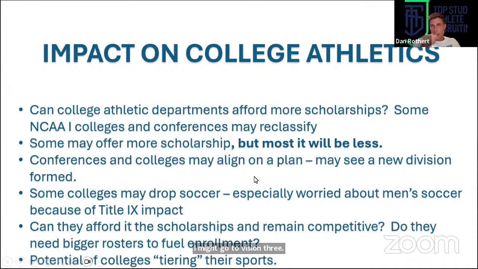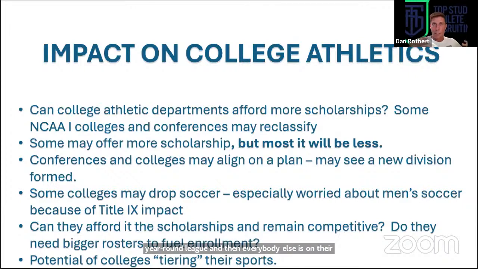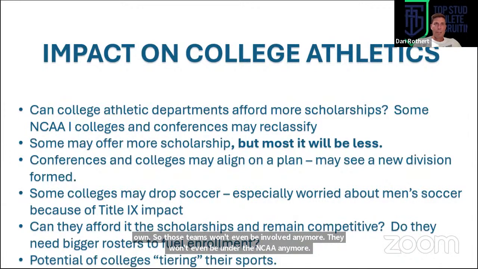Conferences and colleges may align on a plan. We might see a new division formed. I heard the other day that maybe the ACC and the Big Ten are going to make their own conference, or their own soccer only year-round league, and then everybody else is on their own. So those teams won't even be involved anymore. They won't even be under the NCAA anymore. There's talks that might happen. So there's a lot changing.